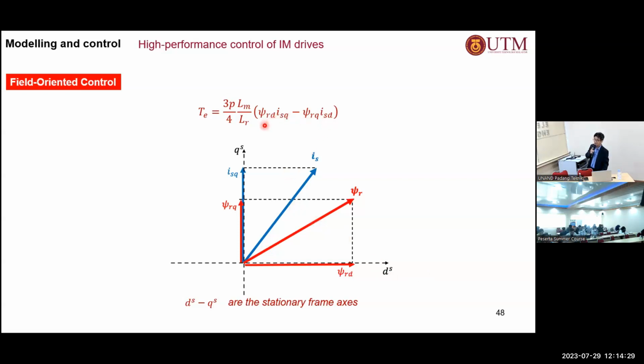In that equation, psi RD is the D component of the rotor flux projected onto the D axis of the stationary frame. And then psi RQ is where you project the rotor flux onto the Q axis of the stationary frame. Similar to that, we have that.